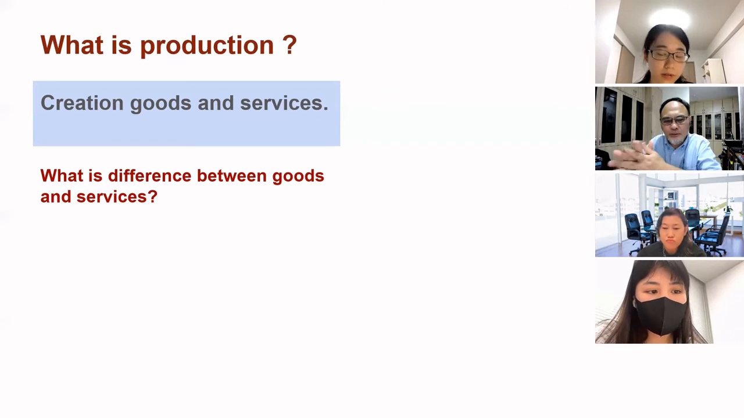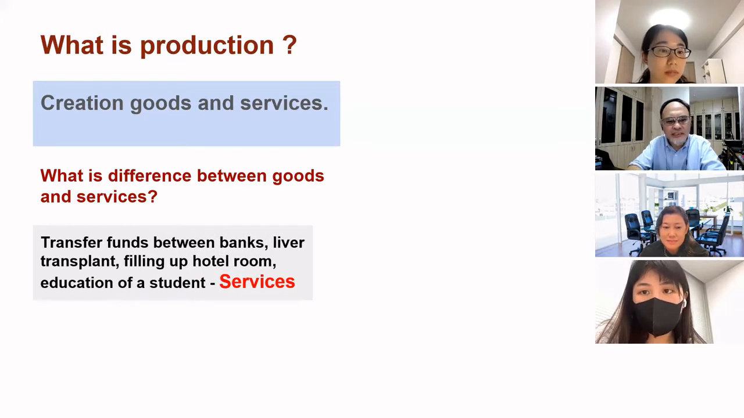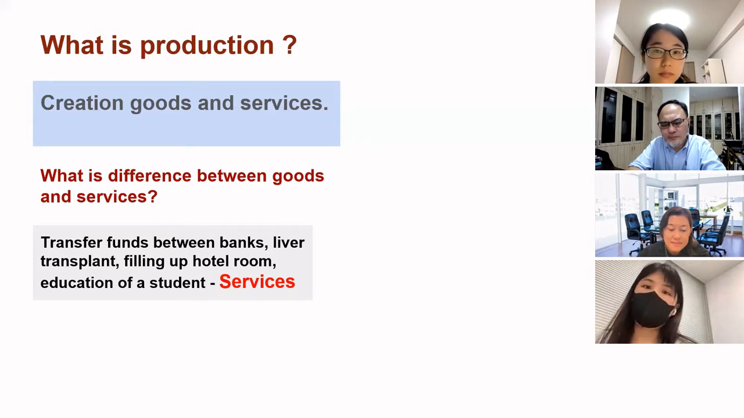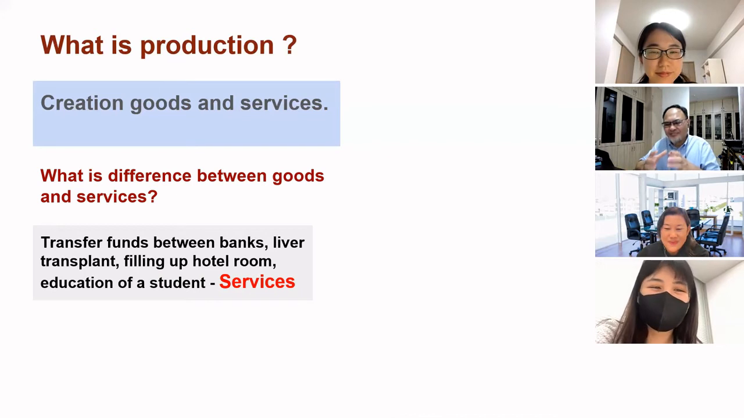So the difference between goods and services. Goods are very easy, you can name any one of them. Services are like transferring funds between banks. You want to transfer funds, money. Or for example, I'm waiting for my visa from Japan. That is also a service. I'm waiting for my visa.